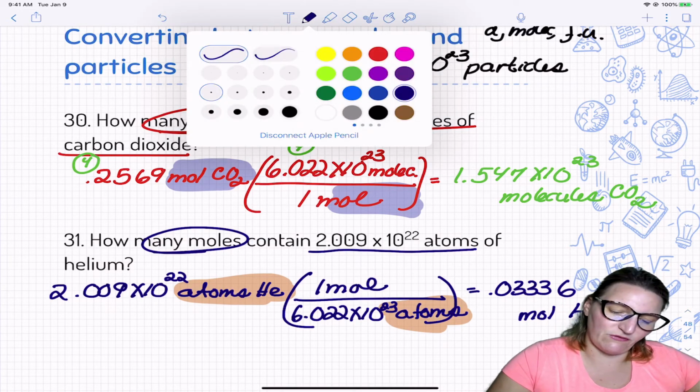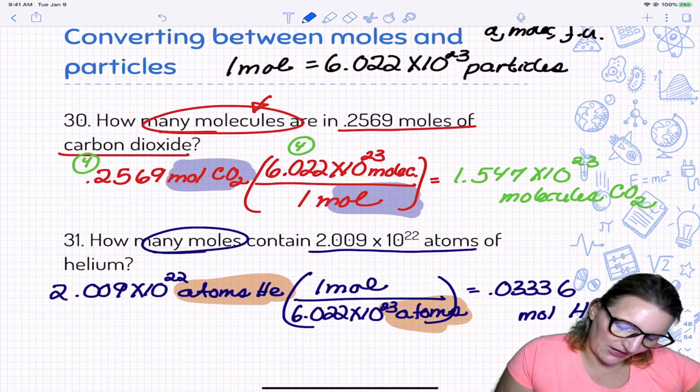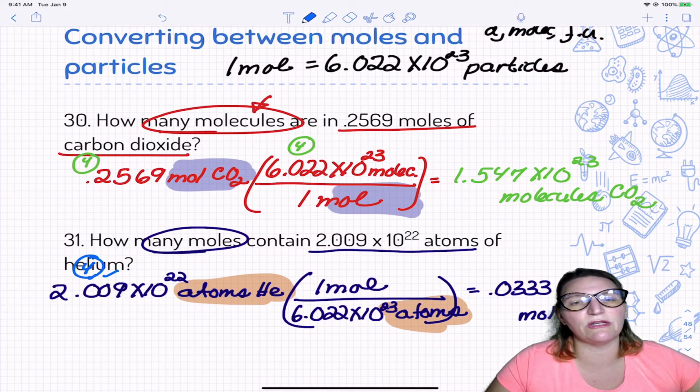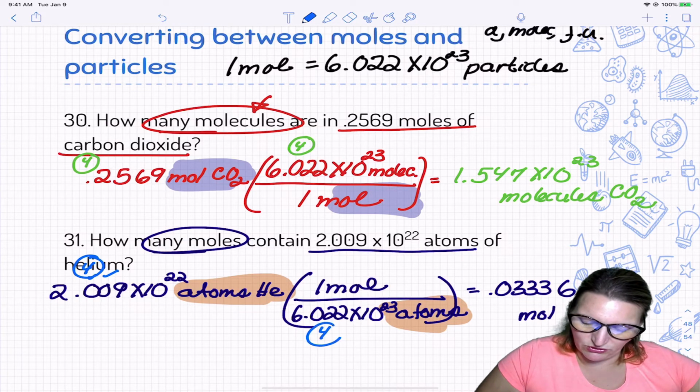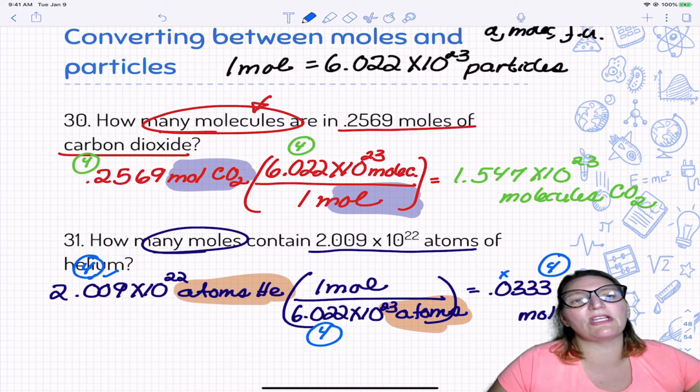Now, for significant figures, 2.009 has 4. Those zeros are significant because they're sandwiched zeros. They're zeros in the middle. 6.022, of course, has 4. So my answer should have 4. And remember, beginning zeros are never significant.